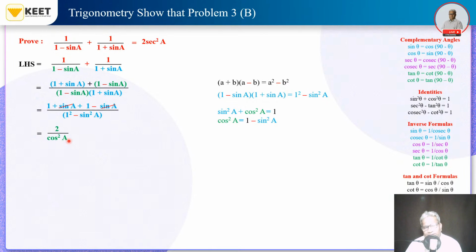Again, as we have done in the previous problem, it was 1 upon cos A. So the inverse formula is 1 upon cos A equals sec A. Now if you square the entire thing, 1 square becomes 1, cos becomes cos square, and sec will become sec square. So this will be now replaced. 1 upon cos square A will be replaced by sec square A, and this 2 will be kept as it is. So you will get 2 sec square A. Thus you have proved the left hand side is equal to the right hand side.